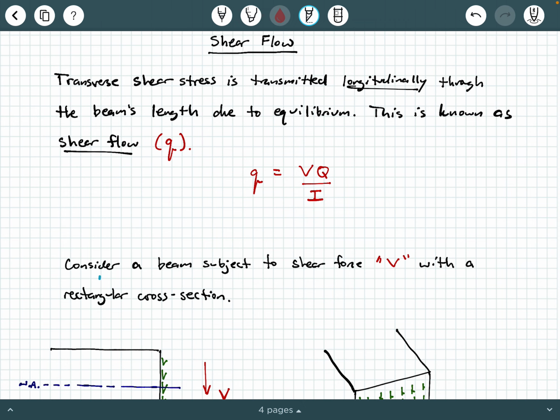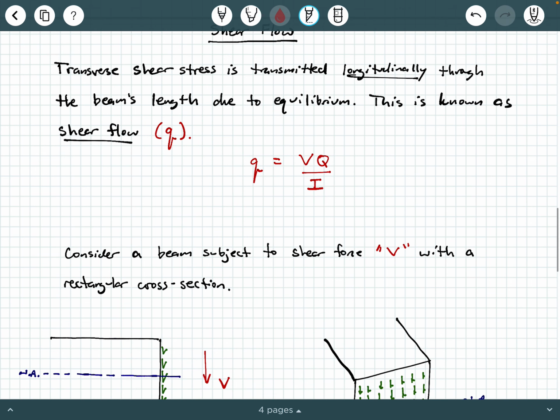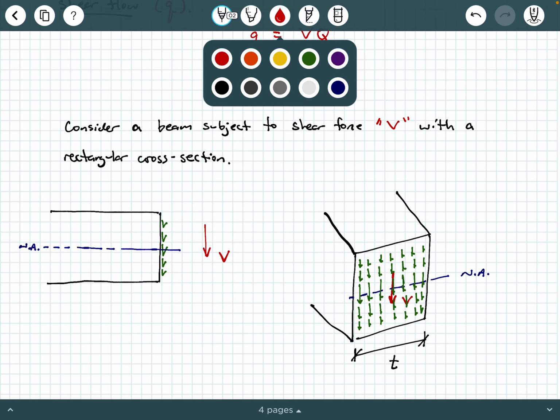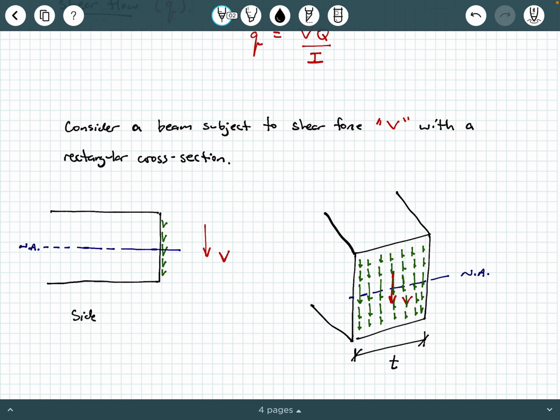So let's go ahead and consider a beam subject to a shear force V with a rectangular cross-section. Very similar process to what we saw in our other video on shear stress. You might recall that if you have a side view of a beam here, looking at it from the side, what we see is the neutral axis, and then we see this applied shear, or this developed internal shear V, and we have this shear stress distribution here in green.